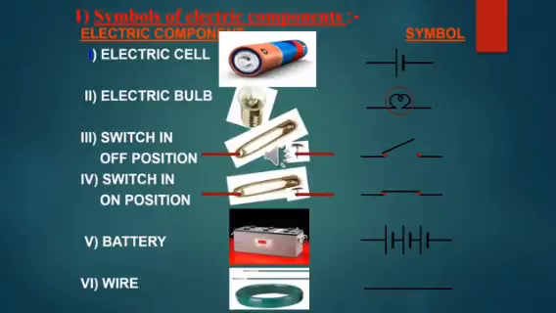Next, the switch, which is very important for the current to flow. If it is in the off position, you draw it the way it is drawn in the third diagram, which shows that there is no flow of electric current. Next, the switch in the on position. With this on position, there will be flow of electric current.